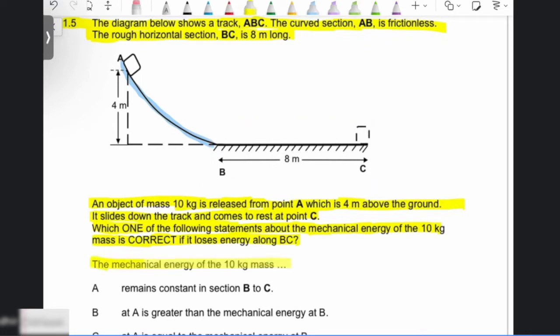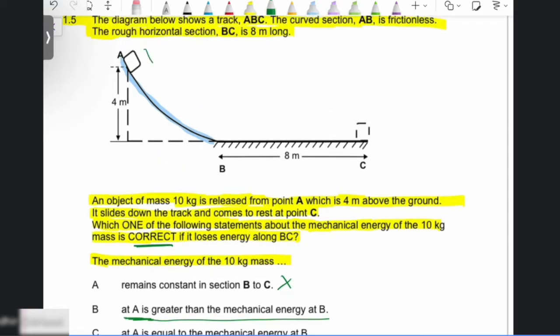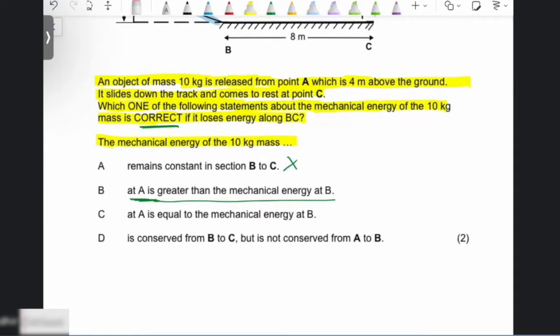So here it says the mechanical energy of the 10 kilogram mass remains constant from B to C. This is obviously nonsense, because they want us to find out what is the correct statement in terms of what's happening to the energy. So obviously it's definitely not that. It's not remaining constant, like we said. It says that mechanical energy at A is greater than mechanical energy at B. No, we said for this whole piece it should be remaining constant, right? Only here it decreases. So whatever the mechanical energy was here, it then starts to decrease until it comes to 0 there, basically, right?